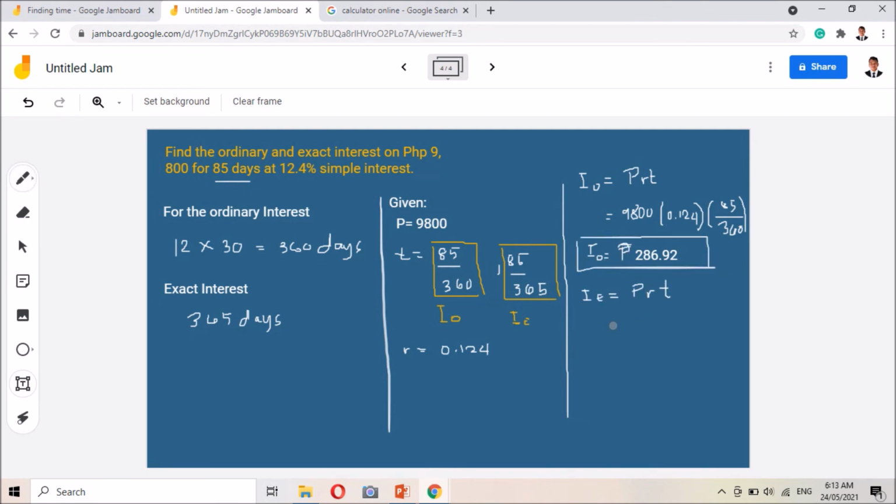For the exact interest, times rate times time, simply plug in 9,800 times rate 0.124 times this time, where our denominator is 365 to be exact. Okay? There. Alright, so that will give us 282.99 pesos. So that's it. That is our final answer for the exact interest, and that is how to find the exact interest and ordinary interest.